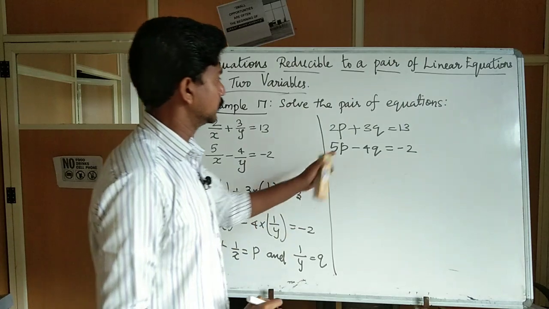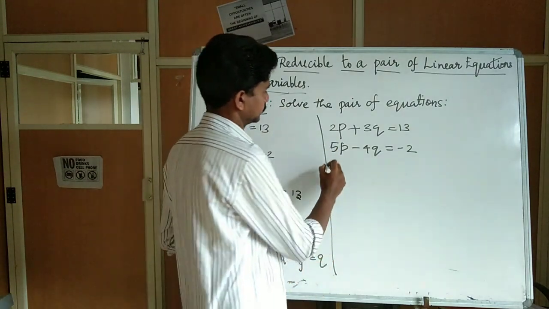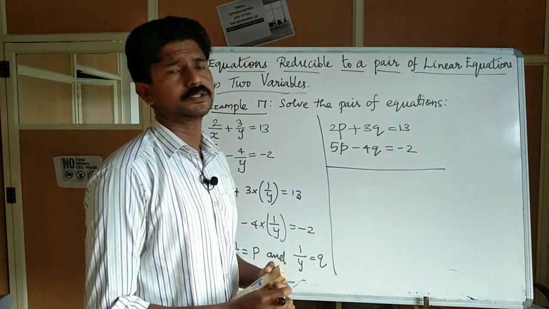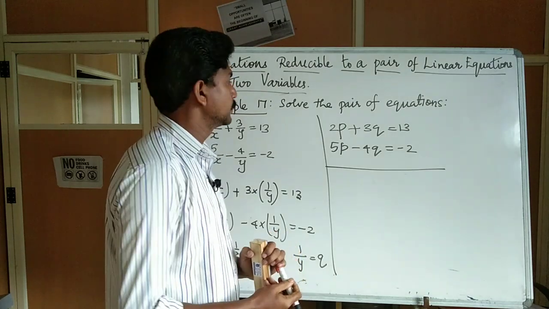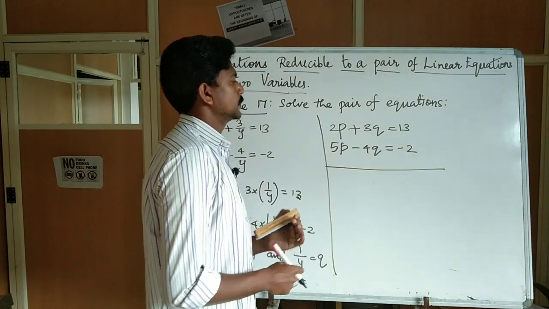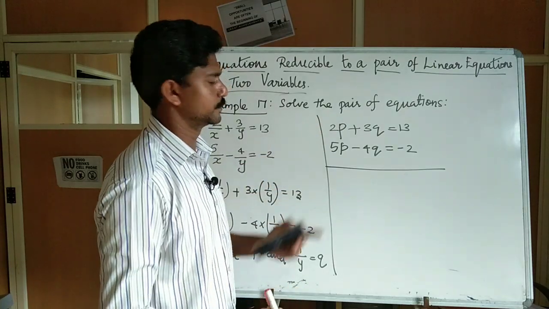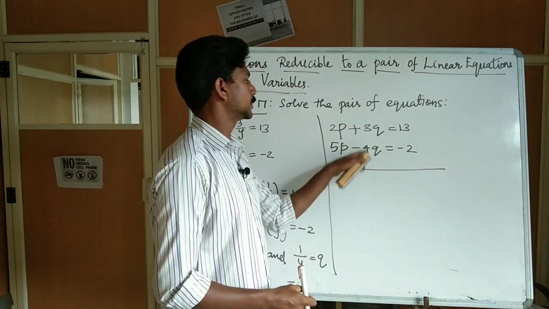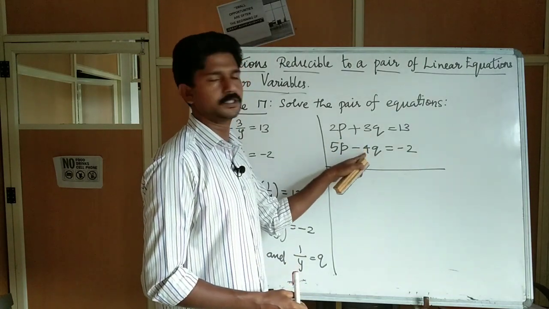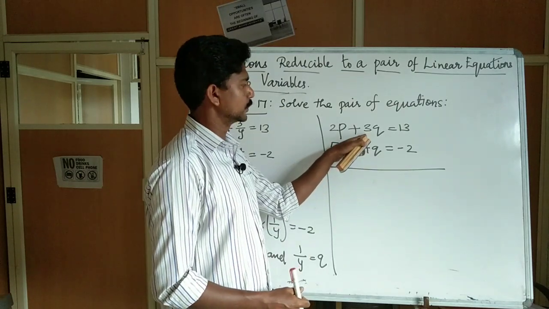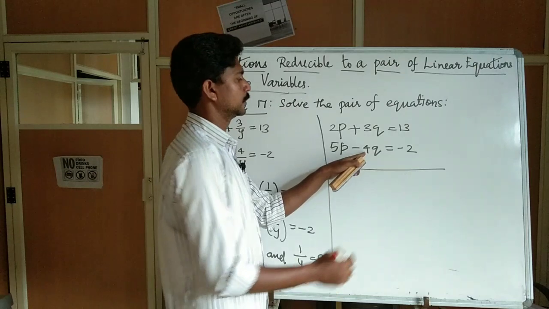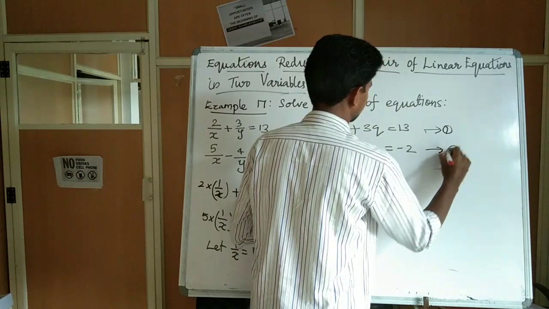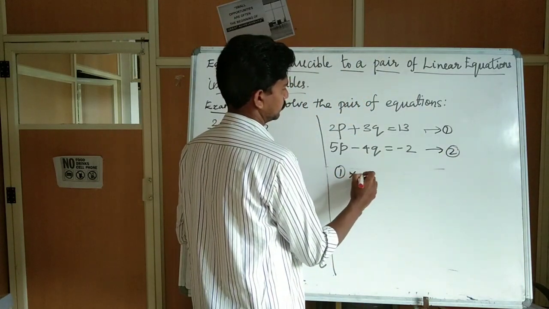So we can use the elimination method or substitution method. Either one we can use. I'm going to make the coefficients equal for these two. So this one we can multiply by 4, and this one we can multiply by 3. Let us keep this equation 1 and equation 2. So equation 1 I am going to multiply by 4.